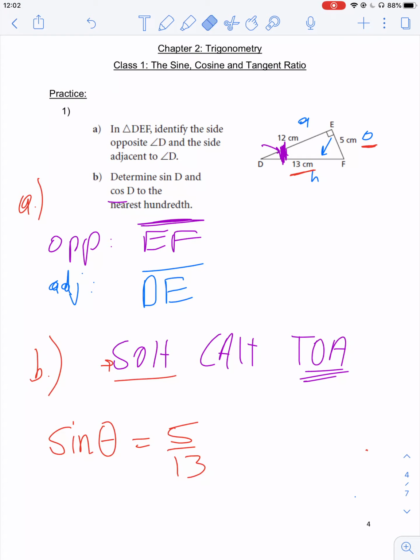But they're asking you to express this to the nearest hundredth. So you'll have to, unfortunately, divide out this fraction and give an approximation of this ratio. So I'm just going to put this approximation symbol because it's not going to be an exact number. 5 divided by 13 is approximately 0.38, to the nearest hundredth, so 2 decimal places.